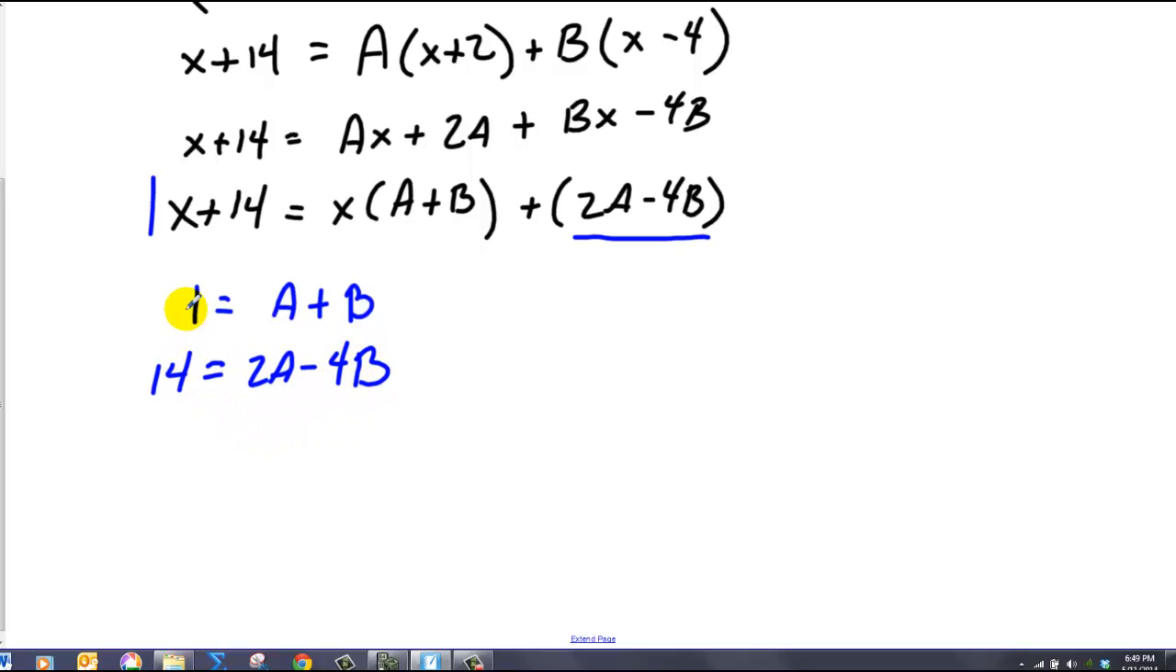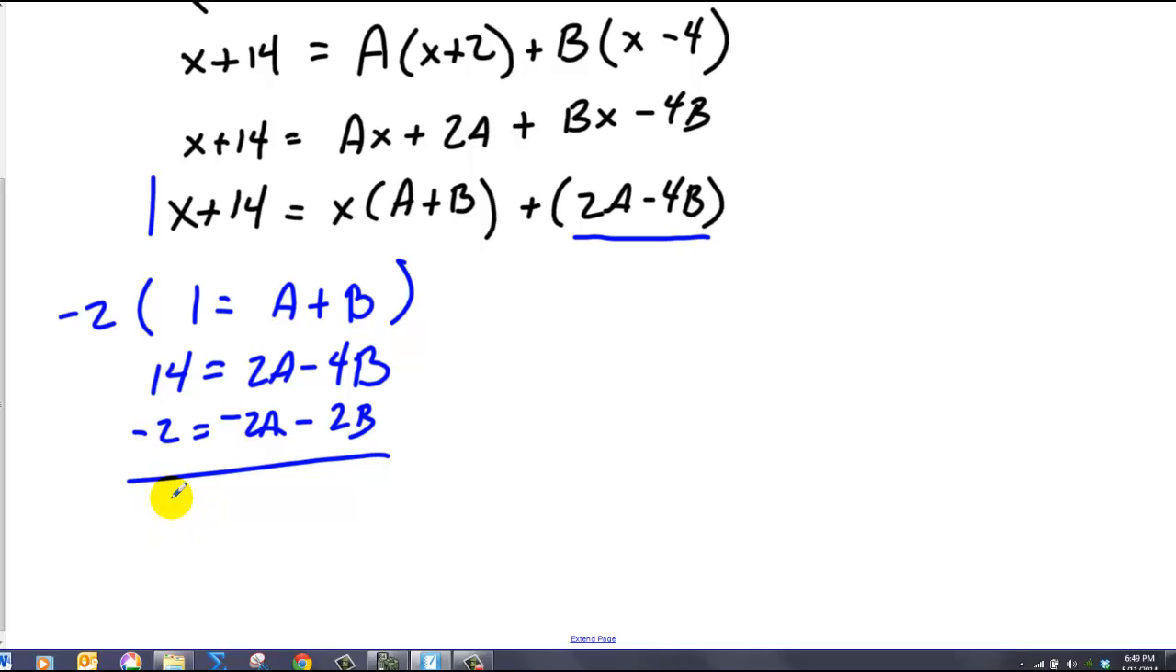So you'll notice through this comparison, I've now created a system of equations where I can solve for a and b. To do that, I'd multiply the top equation by -2, giving me -2 is equal to -2a minus 2b. Therefore, I have 12 equaling negative 6b and b equaling negative 2. If b equals negative 2, I know that a has got to equal 3.